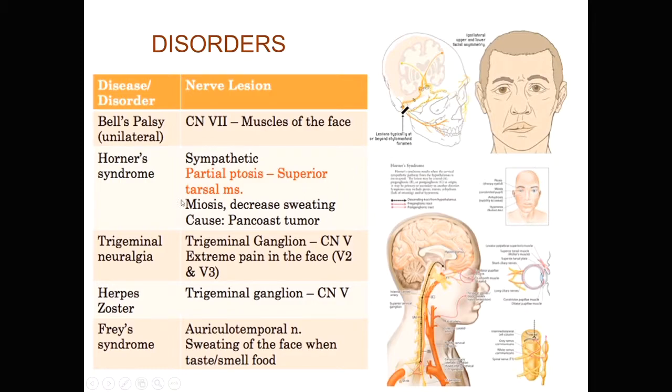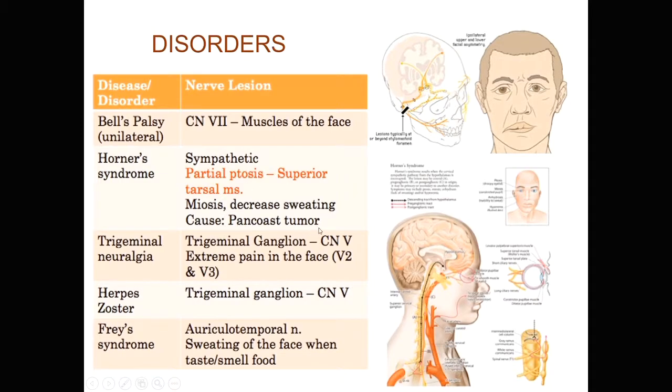And then another thing is, what else does sympathetic do? Sympathetic also innervates dilation of your pupil. If you lose dilation of your pupil, then guess what happens? Your pupil is going to be constricted. The medical term for constriction of your pupil is miosis. So miosis. You also have decreased sweating like we talked about.